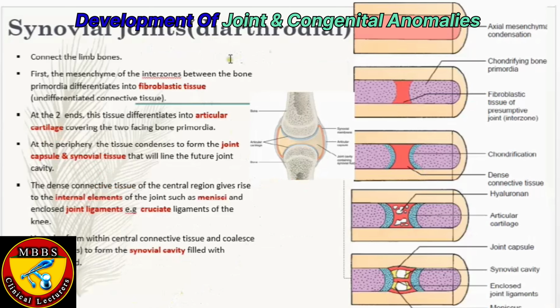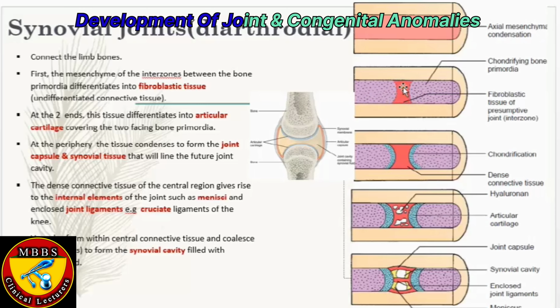Most of the large and the small joints of the limb which are mobile are of synovial variety, and they are connecting the limb bones. When joint is formed between two bones, first of all there is mesenchymal condensation, and the bones will be in the form of cartilage primordia, and in between the bones, the area where the joint is to be formed will be called interzone.